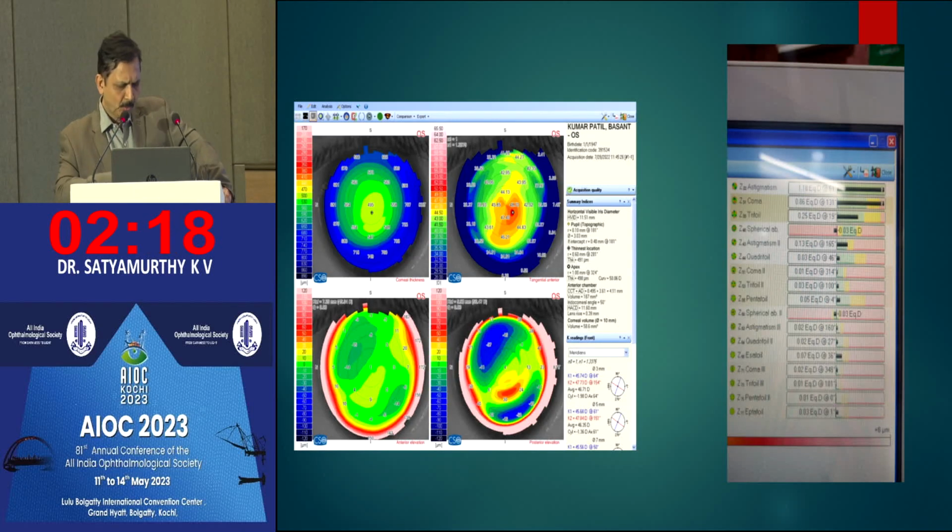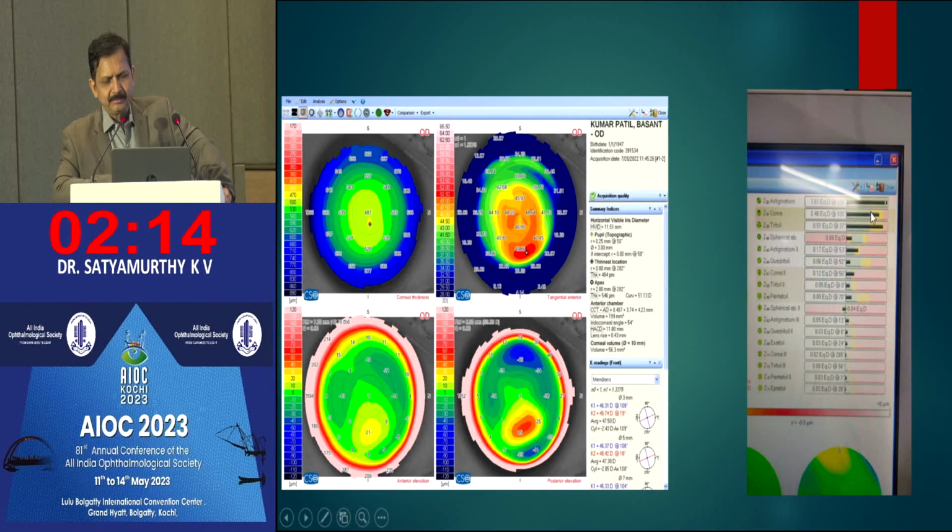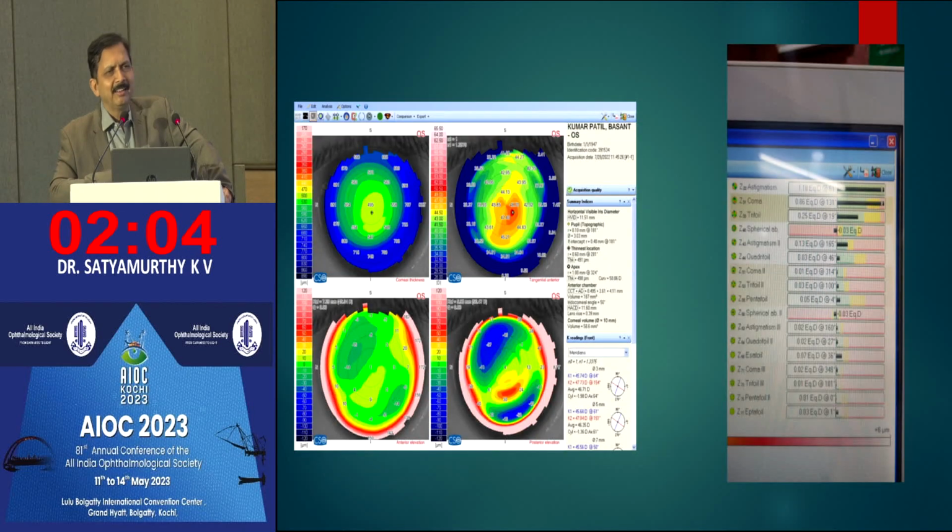And if you look at the higher order aberrations that were present, they were much more. Coma was around 1.6 in one eye, and the other eye was also more. This was explained to the patient: your cornea is not healthy and it's better not to touch it now because it can lead to other problems. So finally, the patient settled down with the existing correction.